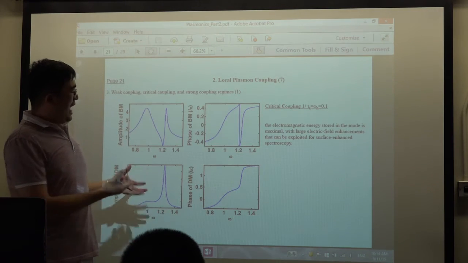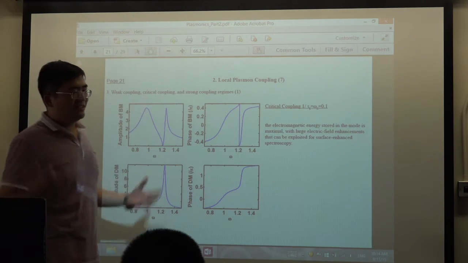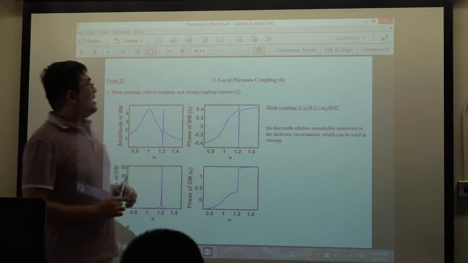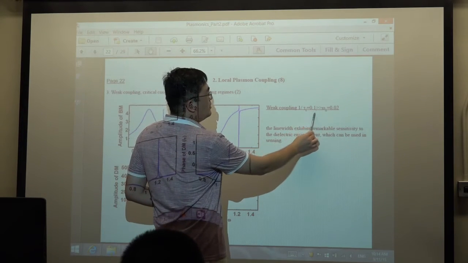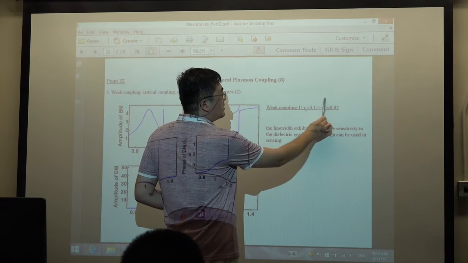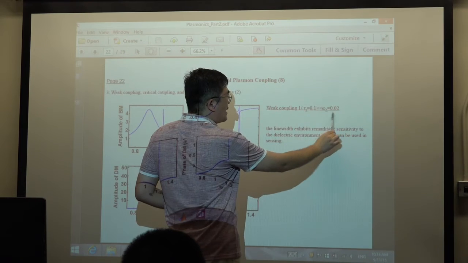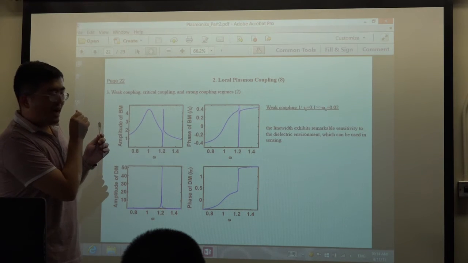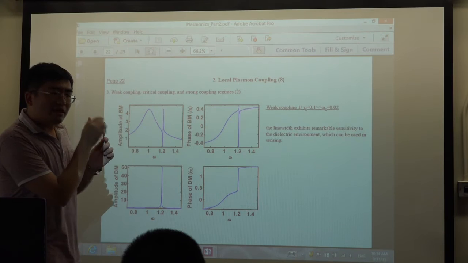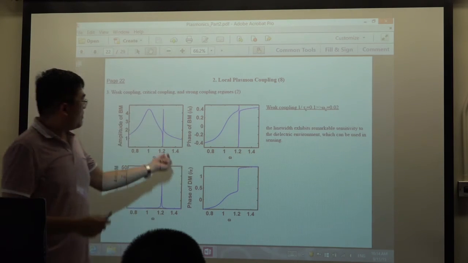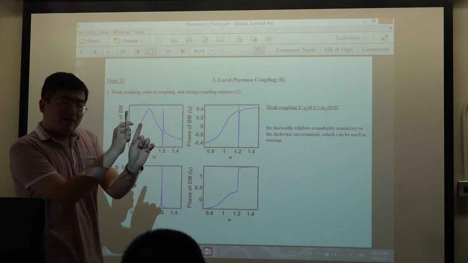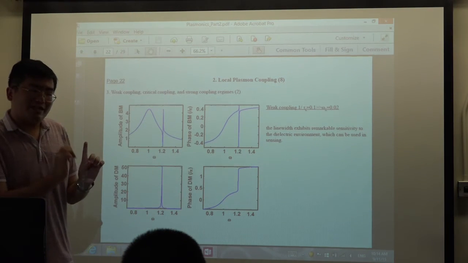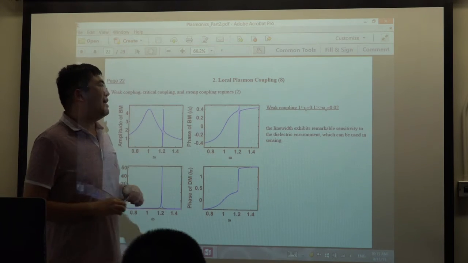But here it is not perfect, because I do not consider loss. Okay, but it is fair. Now the second case, which is interesting. If the radiation channel decay rate is much larger than the coupling strength, you can see first that the line becomes narrow. Another thing is that it is very sensitive to the dielectric environment. If you change the dielectric environment, the bandwidth changes, so you can use the bandwidth to detect the environment change. Within this regime, you can do sensing.